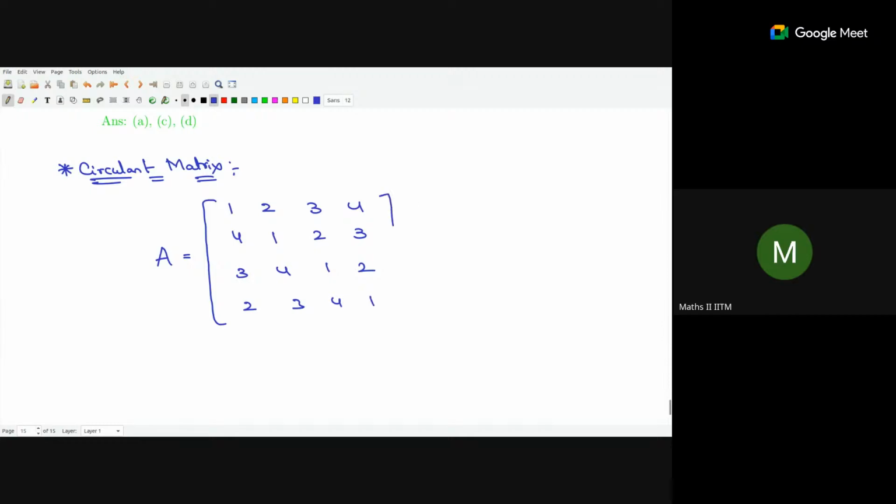Okay, so this is the circulant matrix because you can see you take the row, it is 1 2 3 4. Now bring the last entry to the first entry, like 4, bring the 4 to the front, and that will give you the second row. Bring 4 to front. Next 3 to front. Next 2 to front. That will give you the fourth row.